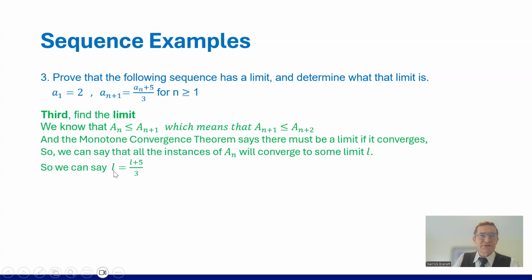Because as it gets closer to the limit, these two will be closer and closer and closer together, which we saw happening. So that will be the limit. So L will equal L plus 5 over 3, because it'll just get so close to this limit that you're putting in virtually the same number to get the same number out again. So what we'll have here, multiply both sides by 3. Really simple algebra. 3L equals L plus 5. Subtract that L, and we get 2L equals 5. Divide by 2, and we get L equals 5 on 2. And that's it. That's the limit.